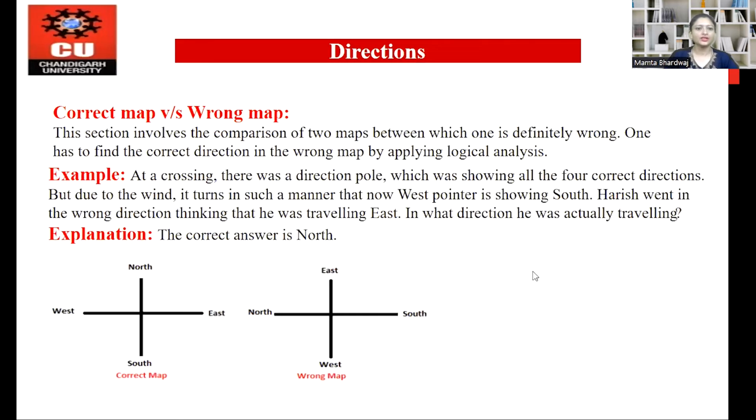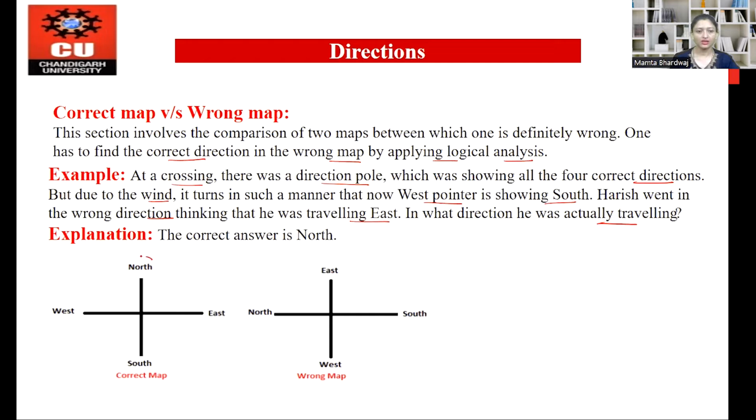Next, let's try to do the next concept, that is the correct map versus the wrong map. This section involves the comparison of two maps between which one is definitely wrong, and one has to find the correct direction in the wrong map by applying logical analysis. So let's take the example. At a crossing, there was a direction pole which was showing all the four correct directions. But due to the wind, it turns in such a way that now west pointer is showing the south. So Harish went in the wrong direction, thinking that he was traveling to east. So in what direction was he actually traveling?